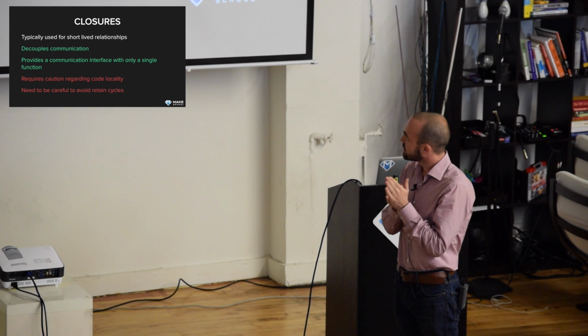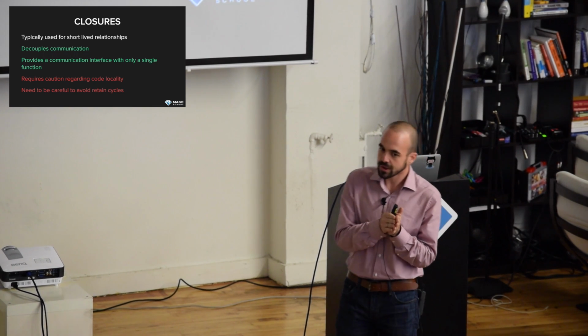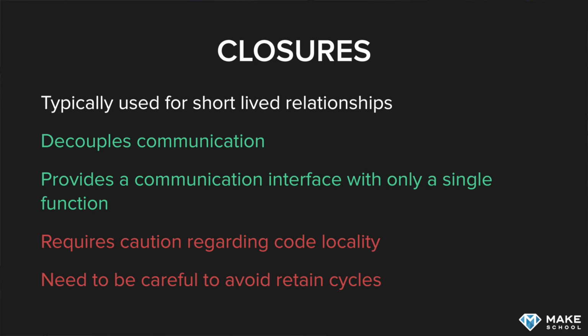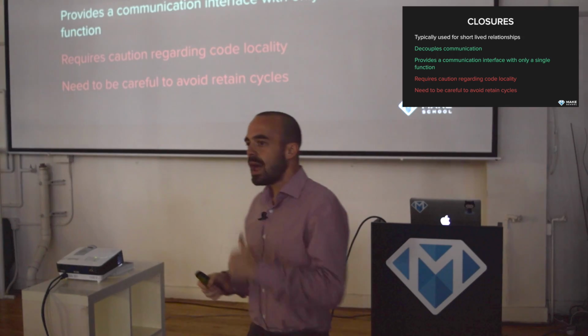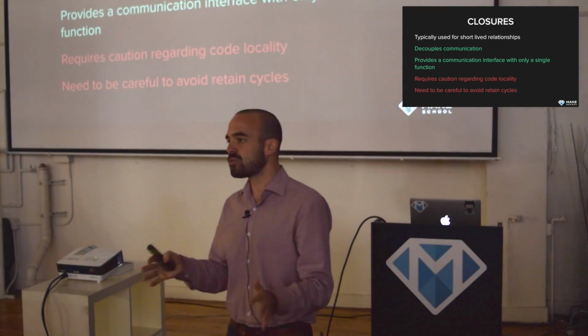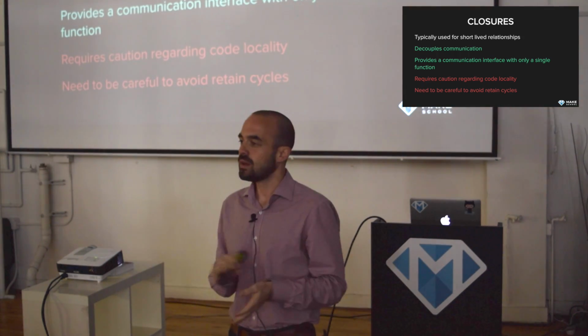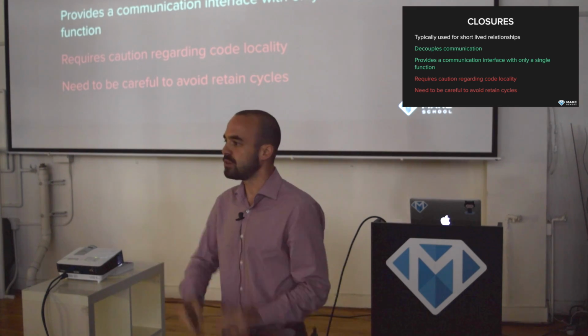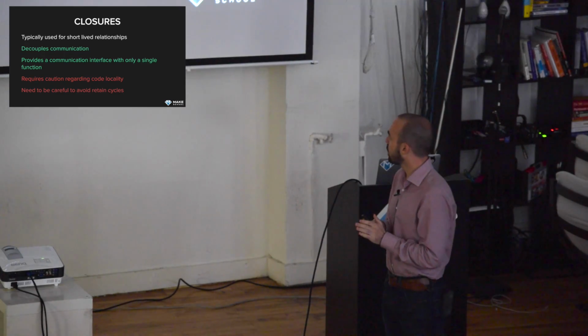So when do you use closures? Typically for short-lived relationships. Unlike delegation, where you say, I set up this communication channel that's going to be used throughout the whole lifetime of the two objects, with closures you say, I want to call this one specific method, and then I'm interested in the response. And after that, we no longer need to talk to each other. That's where you typically use closures.